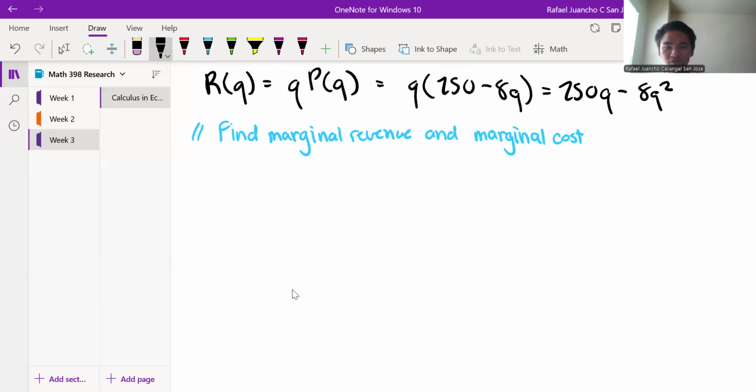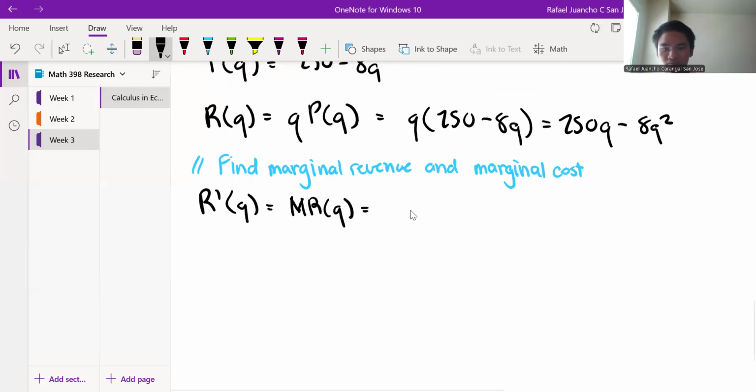So marginal revenue, we just take the derivative, and that's our marginal revenue, or MR, given some quantity. And so this is 250 minus, what's this, 16Q, I believe? Yeah.